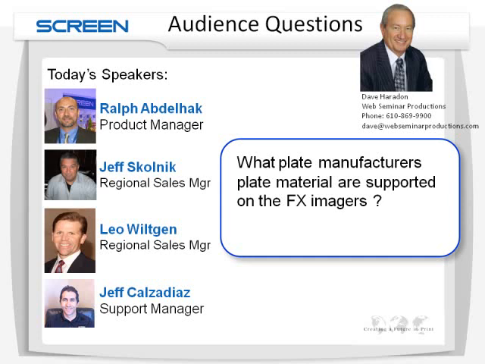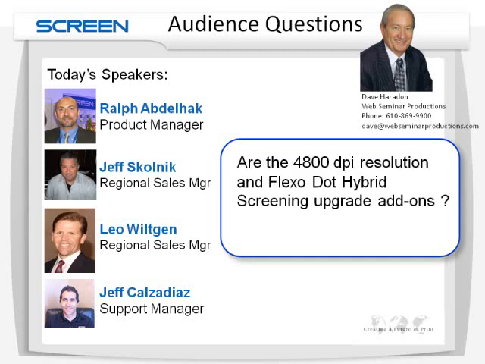Next question is, are the 4800 DPI resolution and Flexo dot hybrid screening upgrade add-ons? Great question. The answer to that is no. Because screen technology is a later technology, it was easier for us to manufacture all of the great features that we have, such as 4800 DPI resolution, our Flexo dot hybrid screening, our speed set at 4 square meters per hour, 4 to 6 square meters, depending upon some of the letterpress technology that's out there. All of those are standard on our FX series.